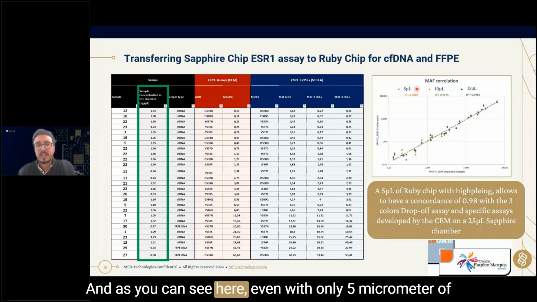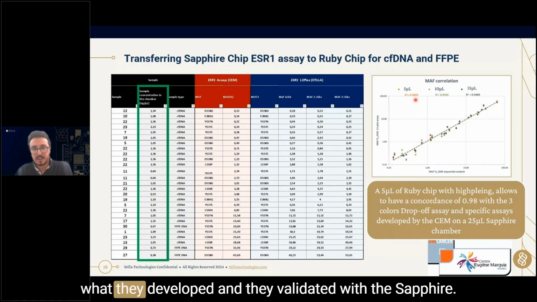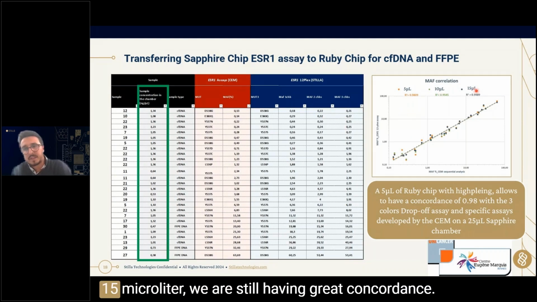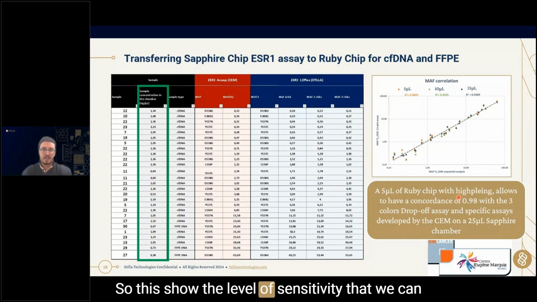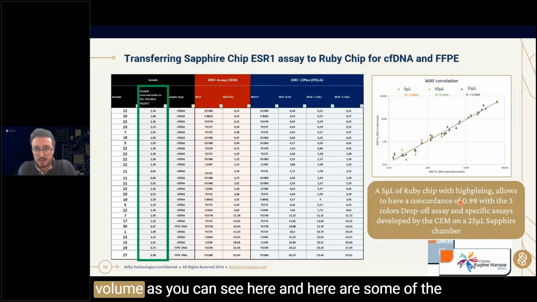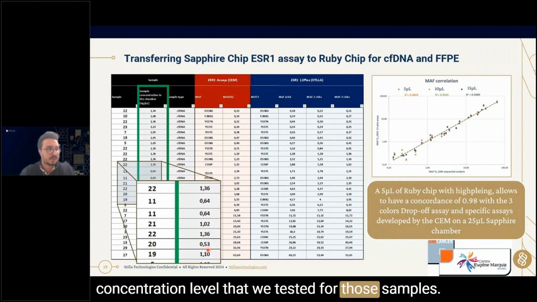As you can see here, even with only 5 microliter of input, we already have a very high concordance with what they developed and validated with the Sapphire chip. And of course, if we look at 10 microliter or even 15 microliter, we are still having great concordance. So this shows the level of sensitivity that we can reach with our technology, even with very low input volume, as you can see here. And here are some of the concentration levels that we tested for those samples.